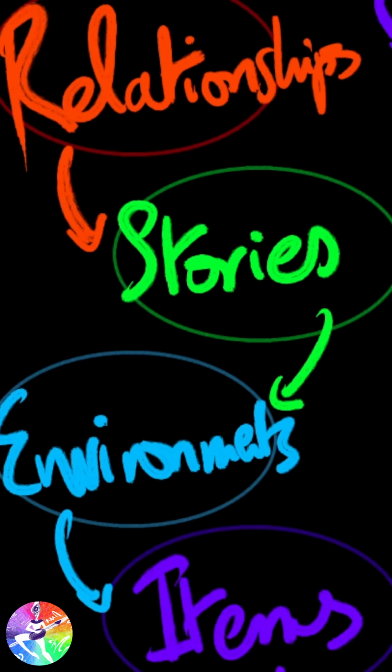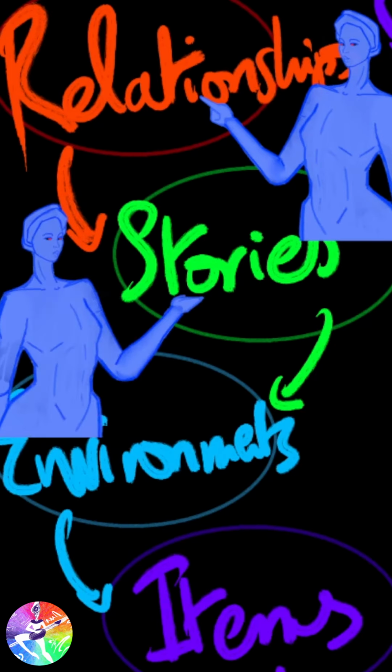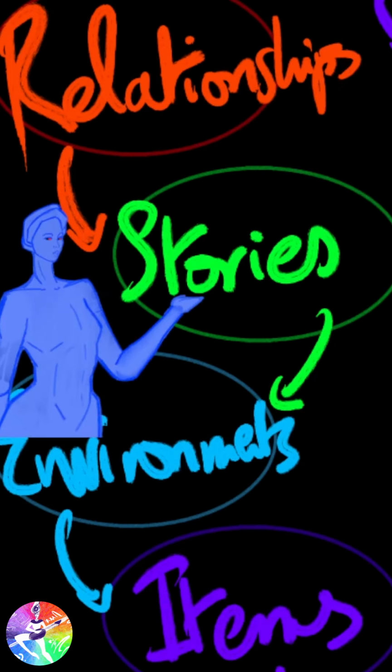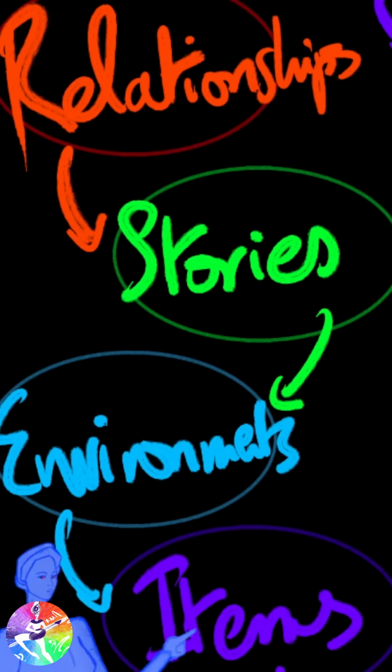Where can you find synergies? You're supposed to be able to find synergies in every element in your story. Now, the relationships between your characters will generate stories. Stories will happen in your world. Your world, the environments in your world, contains items, and items are meant to make relationships evolve.